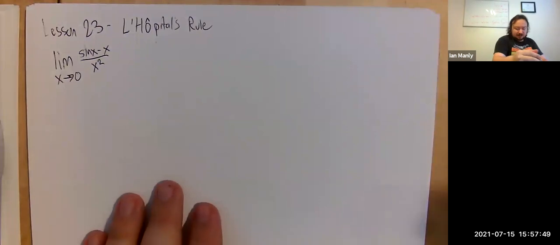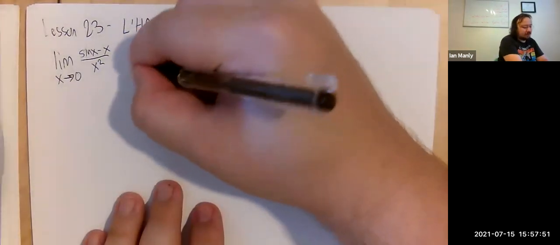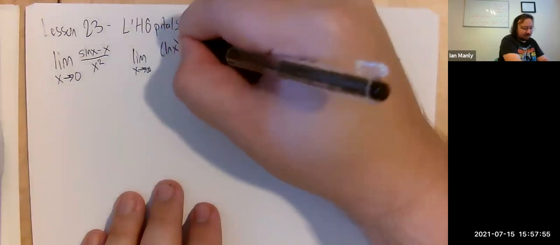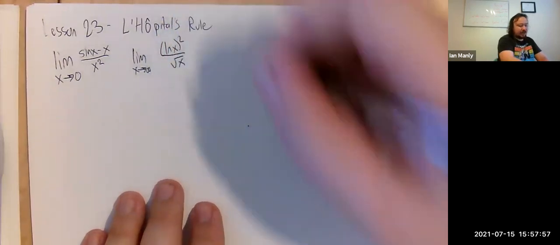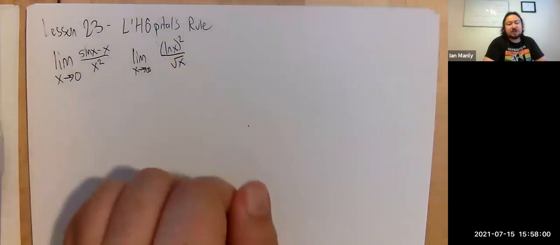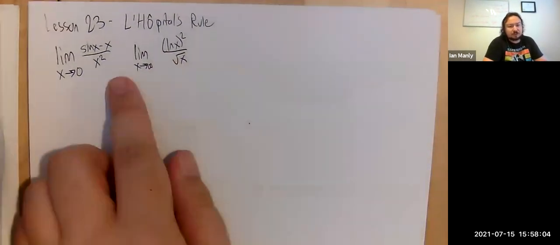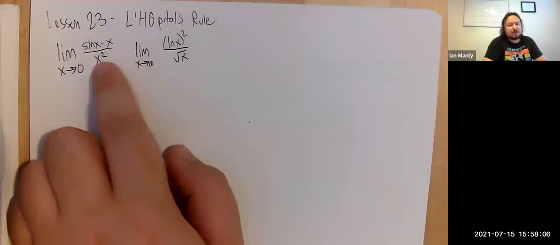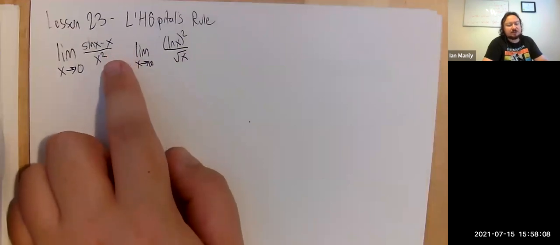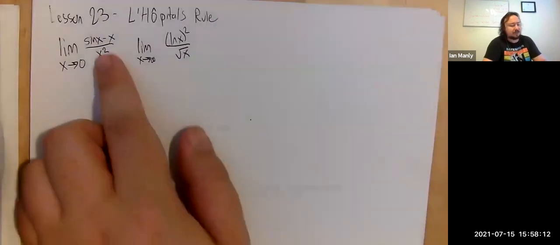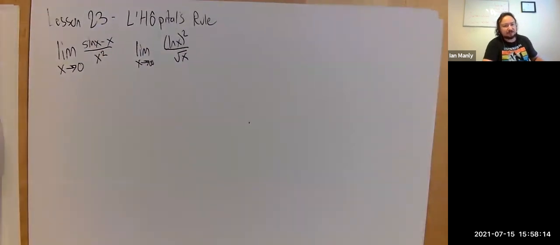And another limit that we wouldn't quite know how to do right now is the limit as x goes to infinity of ln of x squared over root x. Seems like the top and bottom here are both getting larger and larger, so what's going to happen in the long run? And here it seems like the top and bottom are getting closer and closer to 0, but it's unclear what's going to happen because 0 over 0 isn't defined.